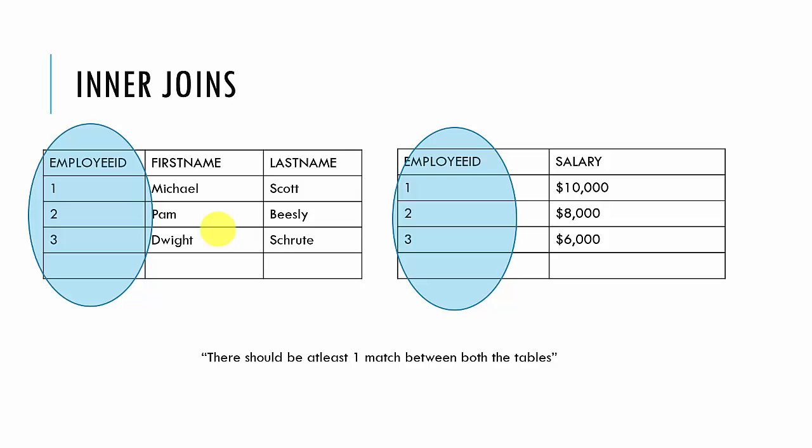The thing is that there should be at least one match between both the tables, right? In this case, employee ID 1, 2, and 3 are perfect matches between both the tables, and you will get 3 rows when you inner join these 2 tables. Don't worry, we will look at an example where this will become more and more clear to you.